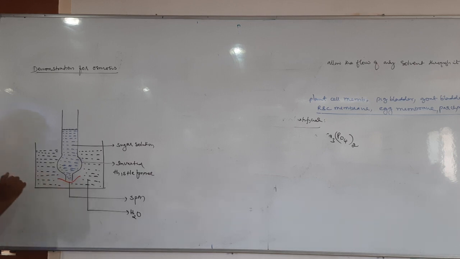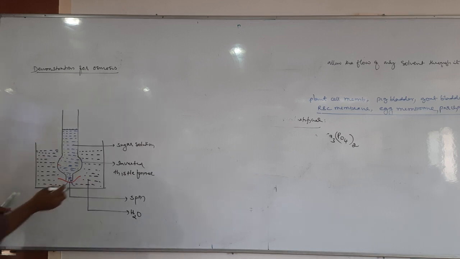Now here, which is the solution compartment, which is the solvent compartment? So here the beaker containing water is the solvent compartment. Which is the solution compartment? The thistle funnel having sugar solution. Therefore there is a flow of the solvent molecule, that means water, from the beaker into the thistle funnel, through the semi-permeable membrane. Therefore as a result, what happened?